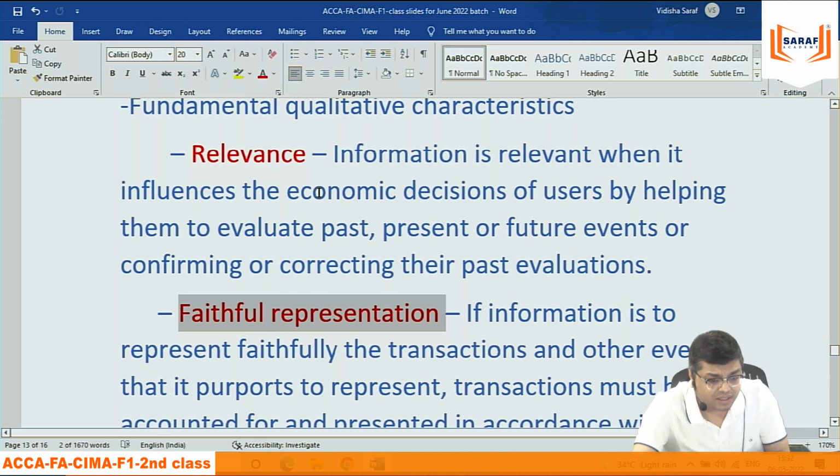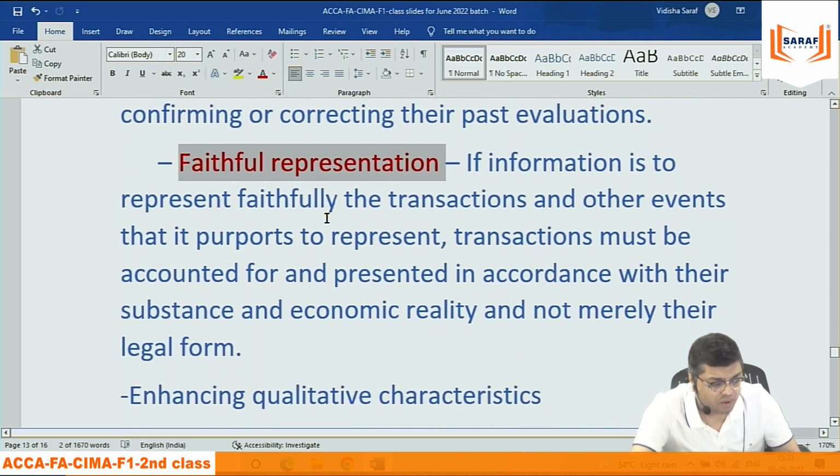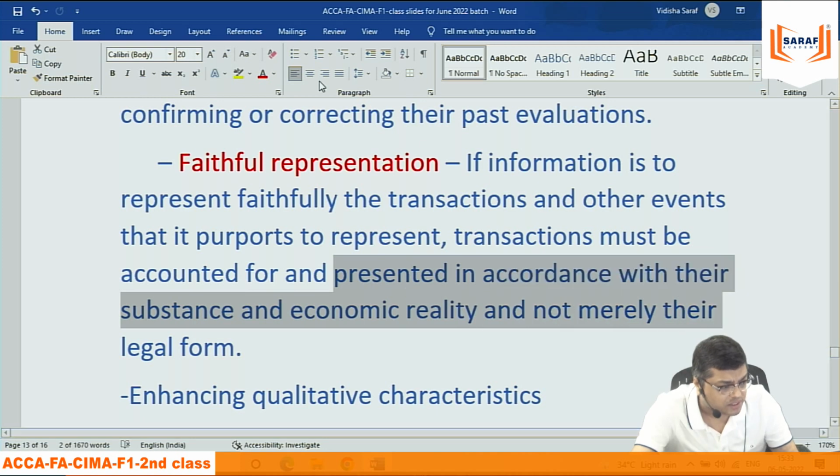What is relevant or not relevant depends upon entire accounting knowledge. But the financial statement should be prepared by the fundamental principle of relevancy. Faithful presentation. If information is to present faithfully the transactions and other events that it purports to represent, transactions must be accounted for and presented in accordance with substance and economic reality. In accordance with substance and reality.